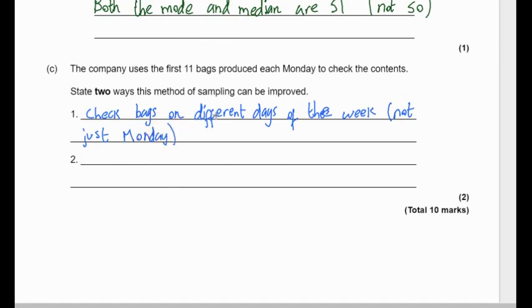So, if you're checking 11 bags, you could check maybe 2 on Monday, 2 on Tuesday, 2 on Wednesday, 2 on Thursday, and then 3 on Friday. That adds up to 11. Okay.